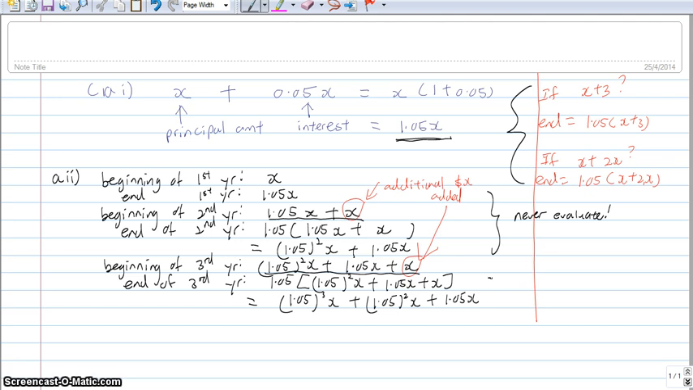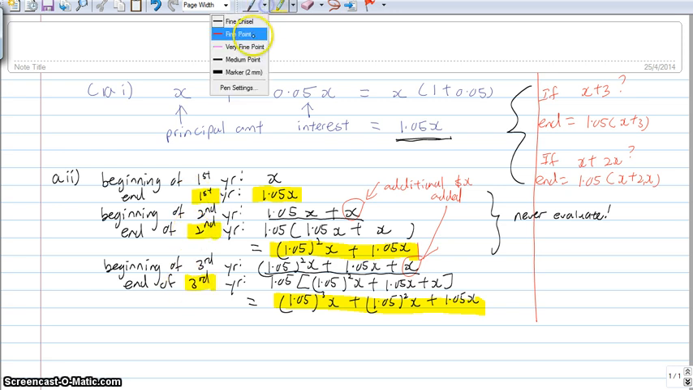Let's see. We are interested in the total amount at the end of n years. So let me highlight all this. At the end of the first year will be this. At the end of the second year is this. At the end of the third year is this. So I highlight first, second, and third. Can you see a pattern now? I'm sure some of you can see the pattern, right?